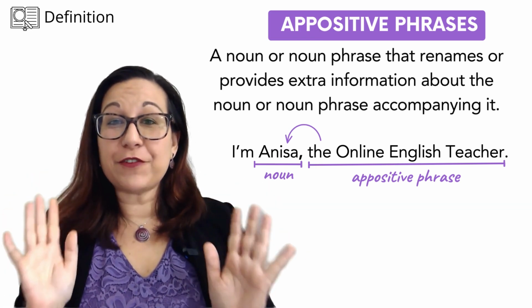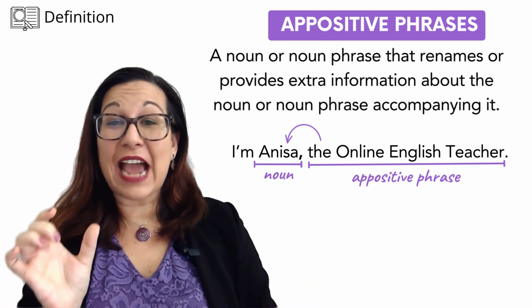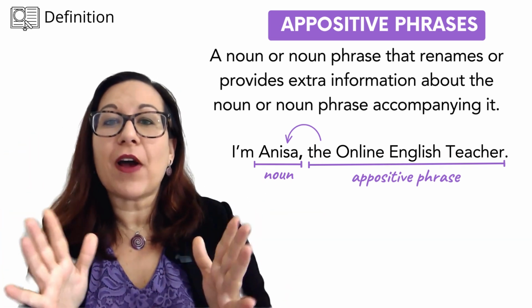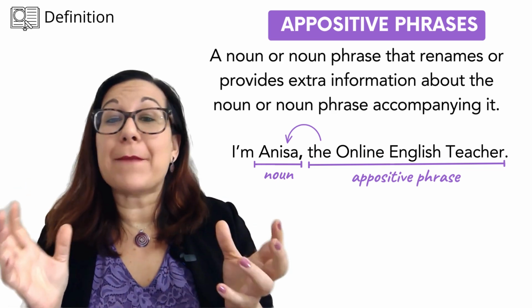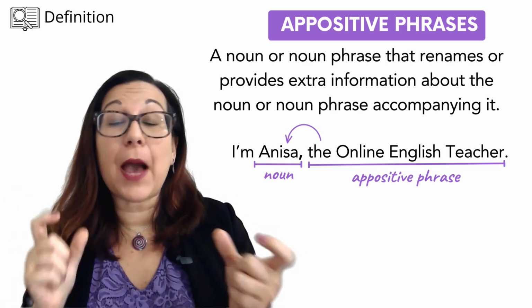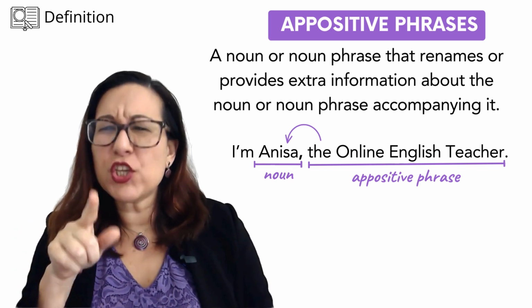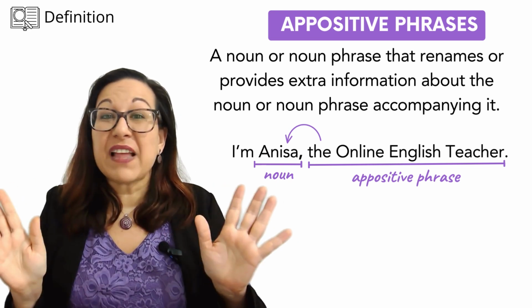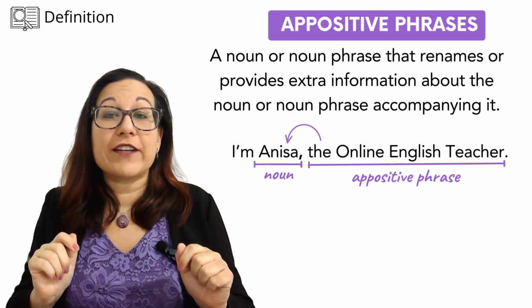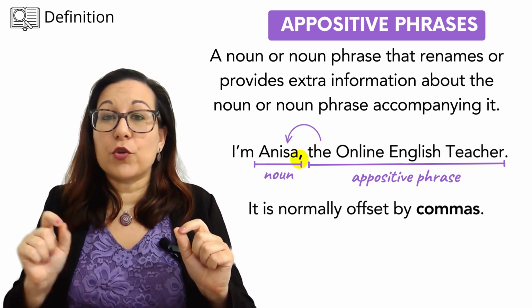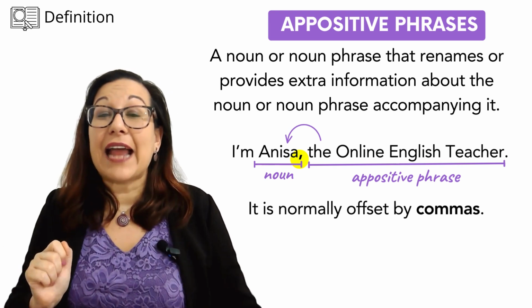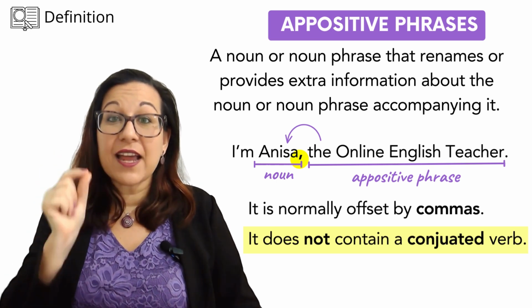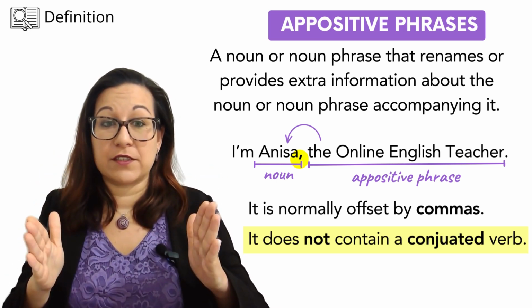An appositive phrase is just a noun or a noun phrase that renames or provides extra information about the noun or the noun phrase accompanying it. And it's usually the noun that's right before it. That's it. It's normally got commas around it, so you can easily identify it. And the main thing to remember is it does not contain a verb that is conjugated.